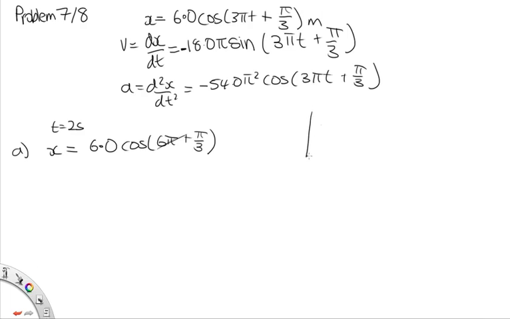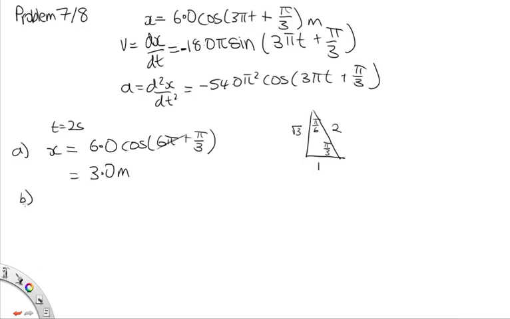Pi on 3, let's just remember those trig identities. We've got pi on 3 or 60 degrees here, then this is 1, this is 2, this is root 3, and we've got pi on 6 up here. Okay, so we've got cos of pi on 3. Cos is adjacent over hypotenuse, so it's a half. So a half of 6 is equal to 3.0 meters, and that's the answer exactly.